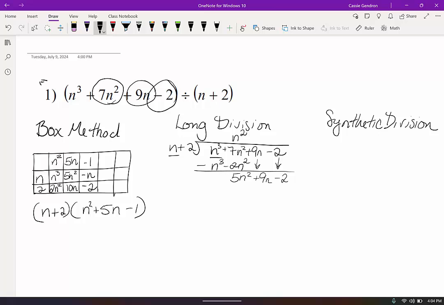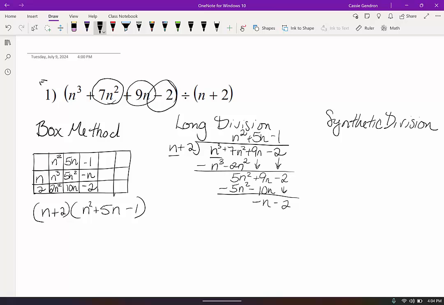Now, I go n times 5n squared. That's 5n. So plus 5n. 5n times n is 5n squared. 5n plus 2 is 10n. Subtract, so I change signs. So that's negative n minus 2. That comes down. This is negative 1.